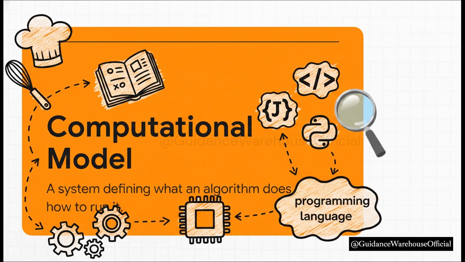Think of an algorithm like a recipe, just a series of steps. But the computational model is the kitchen system that says, hey, here is the exact notation you have to use to write this recipe, and here is exactly how it's going to be cooked. Programming languages are simply linguistic applications of these models, designed strictly to give the computer instructions it can actually process.